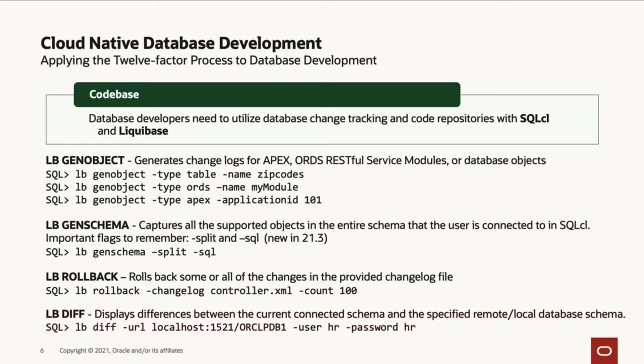We can also pull out the entire schema that the developer is working on. As we talked about previously, sometimes the developer might be distracted and may forget to pull all the changes they made in the database environment they're working in. Well, we can use Liquibase Gen Schema to capture all those objects that the developer is working on. We can see those changes.